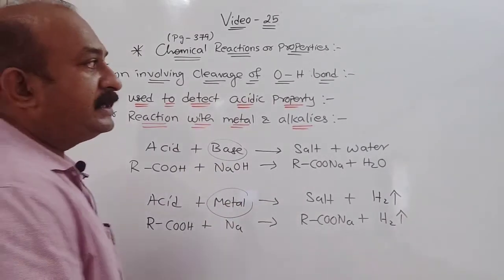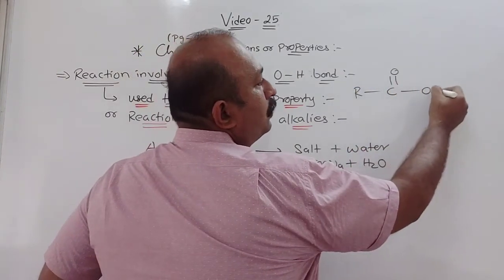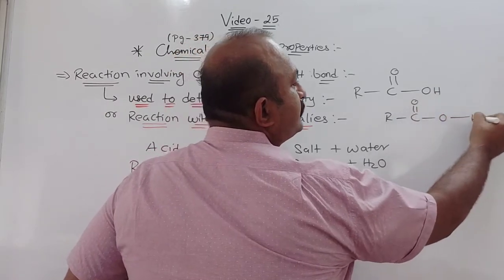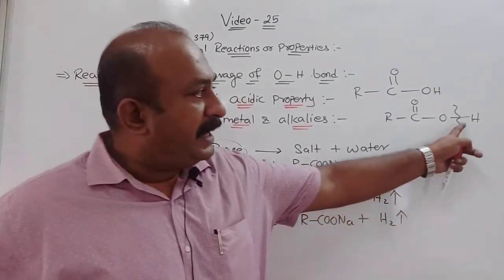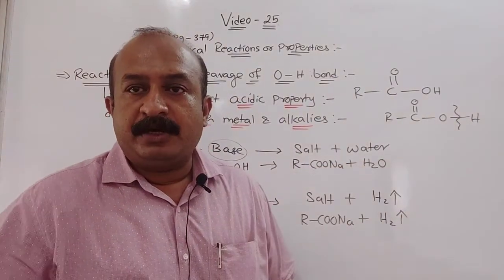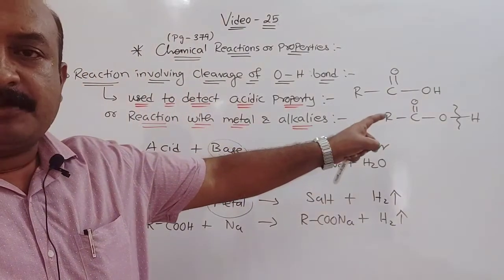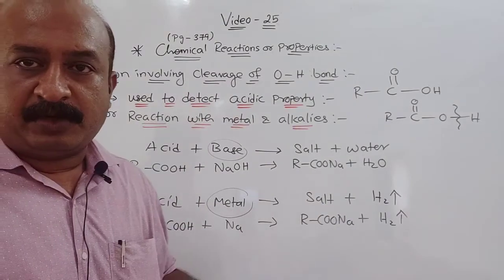Now when we talk about the cleavage of the O-H bond, if I write RC double bond O, OH, and write this OH as O dash H, the breaking of the bond takes place from here. The H will be released as a proton; the one which gives H plus ion is called an acid. So that shows the acidic property; this reaction is used to detect the acidic property.